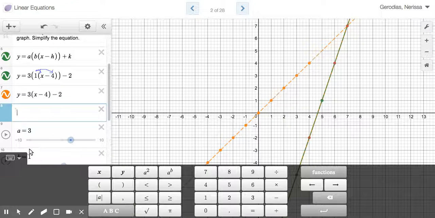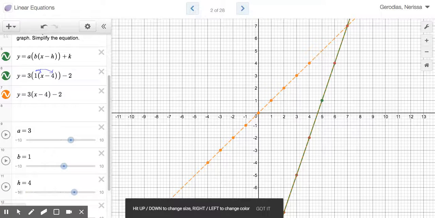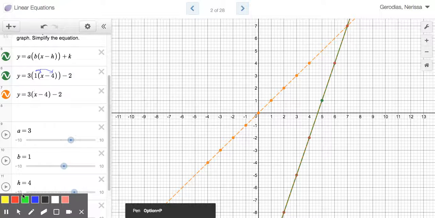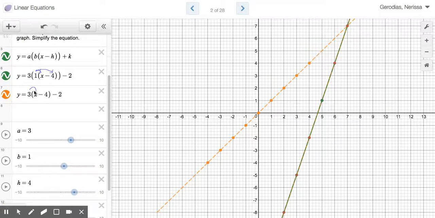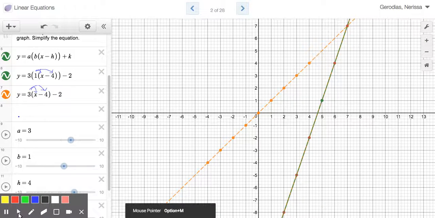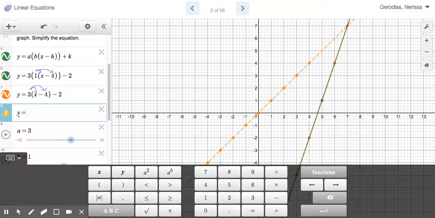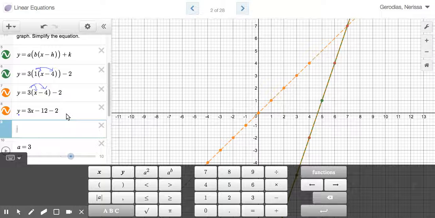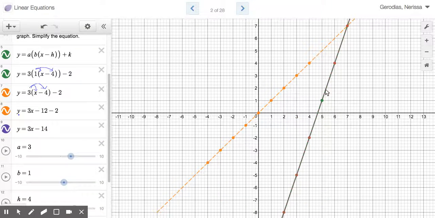Now we can still simplify this. What we're going to do is multiply this: 3 times x and then 3 times 4. So we'll have y equals 3x minus 12, minus 2. Then we can simplify and say y equals 3x, minus 12 and another minus 2 means minus 14. So we put here minus 14. And we know that that is correct because it produced the same graph as the others.